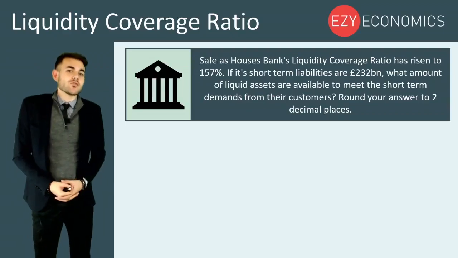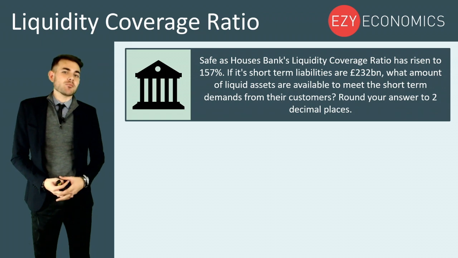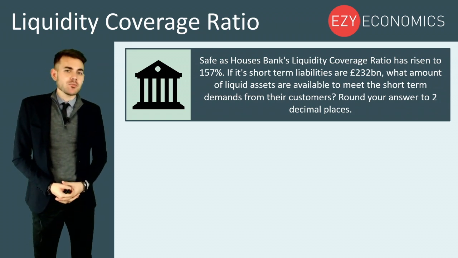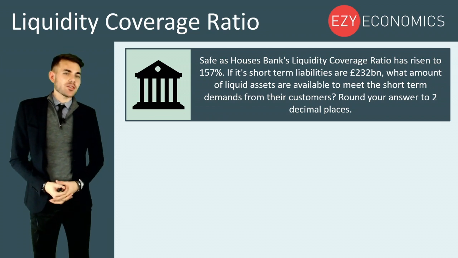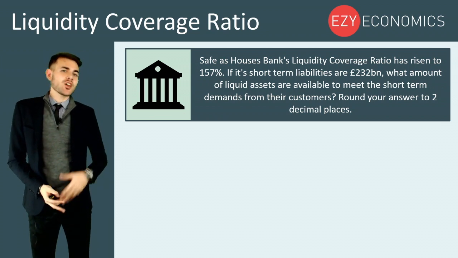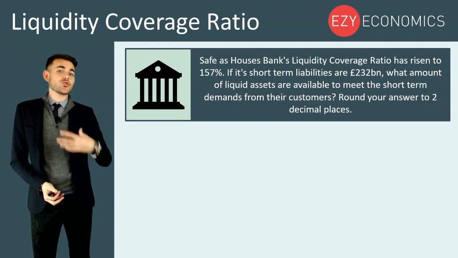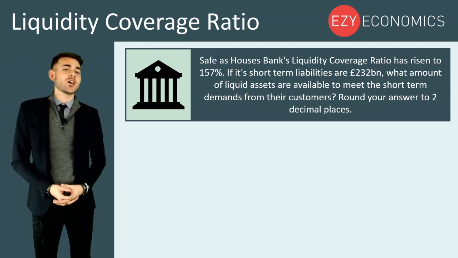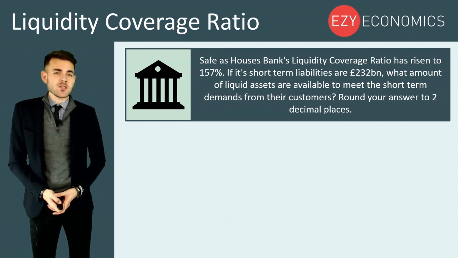Okay, so here we're given some information about a fictional bank's liquidity ratio and how it's risen by 157%. We're told its short-term liabilities are £232 billion. We need to identify how many liquid assets are available to meet these short-term demand withdrawals by the customers of this bank, rounding our answer to 2 decimal places.